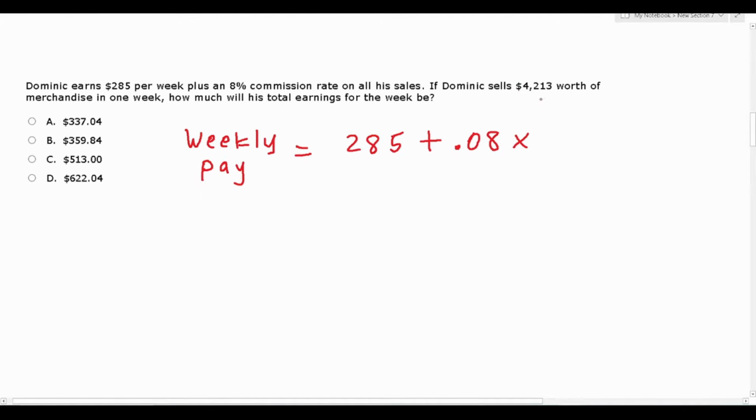In this case, we're told he sold $4,213 for 1 week. So we're going to plug this in place of x. So let's go ahead and do that. We have 285 plus 0.08 times 4,213. And again, we can use our calculator to quickly figure this out.